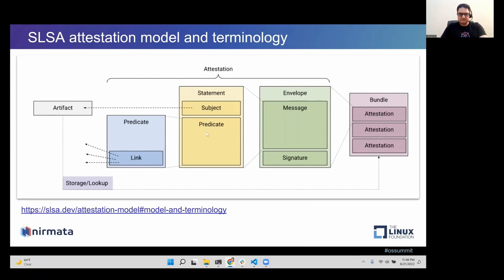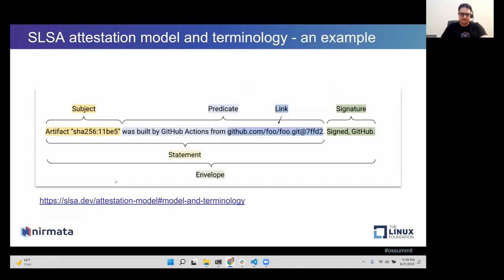Predicates within your statement will link back to the artifact which is being verified. And your predicate can provide further links to other things which can be looked up by policy engines or during policy checks. So putting all of this together, you can have multiple attestations produced. You can bundle these together, and then you can use the in-toto format to secure and sign these attestations and attach them to your OCI registries along with your images itself.